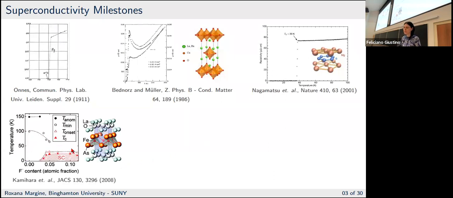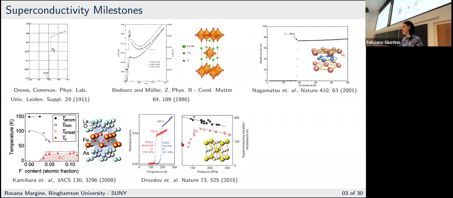Another breakthrough was in 2008, when superconductivity, again non-phonon mediated, unconventional superconductivity, was found in iron selenide. This opened the iron age of superconductivity. This was followed by the discovery of high Tc superconductivity in the hydrides, which is the example that Feliciano has shown. This had a high Tc of about 200 Kelvin, but it requires very high pressure, about 150 gigapascal.